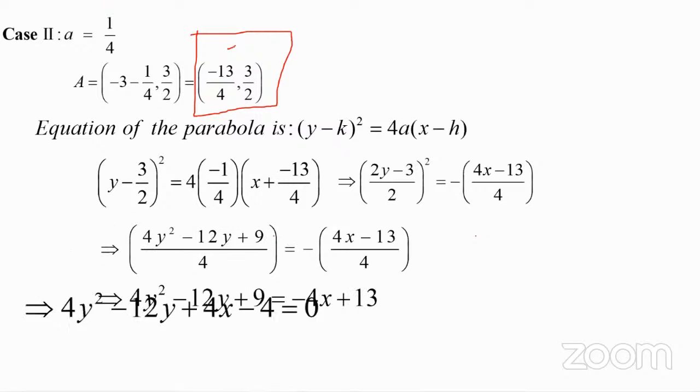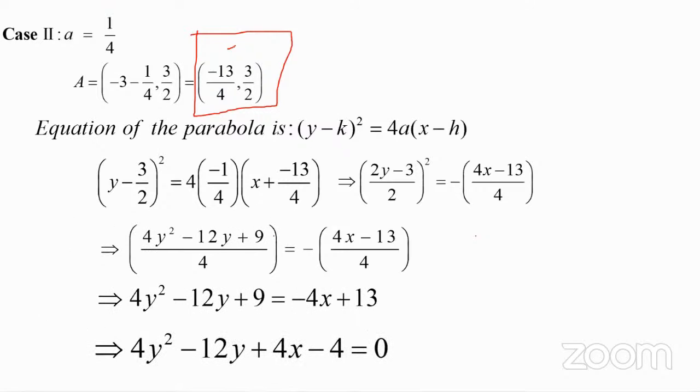Then solve this one. You will get 4y square minus 12y plus 9 equals minus 4x plus 13. Then the required equation is 4y square minus 12y plus 4x minus 3 equals 0, as a equals 1 by 4. This is finding the parabola equation given the conditions. Okay.